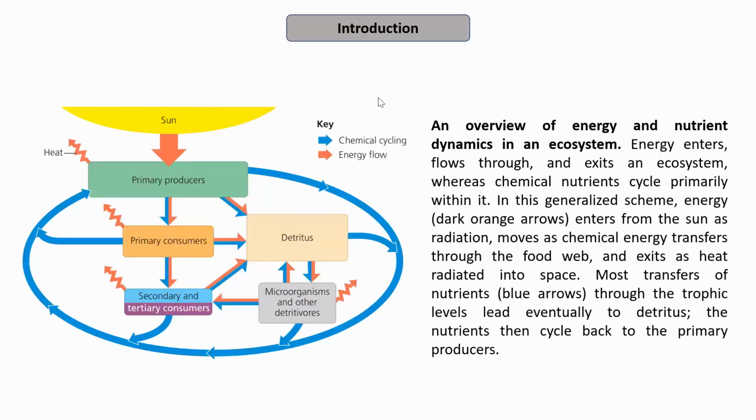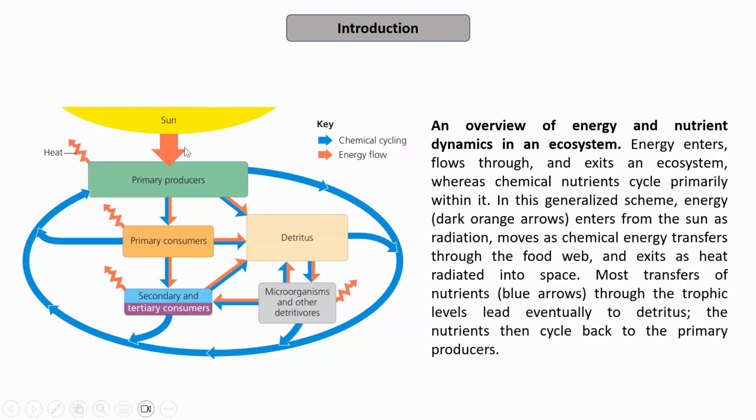This is just a brief overview of what we discussed in the last lecture, an overview of energy and nutrient dynamics in an ecosystem. We know that the sun is the source of energy for all the organisms present on the earth. The energy provided by the sun enters into the ecosystem through harnessing by the primary producers, which harness this solar energy.